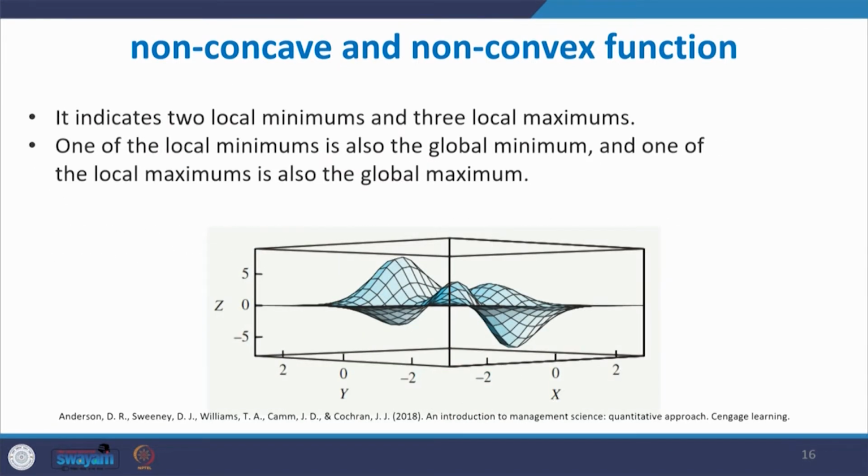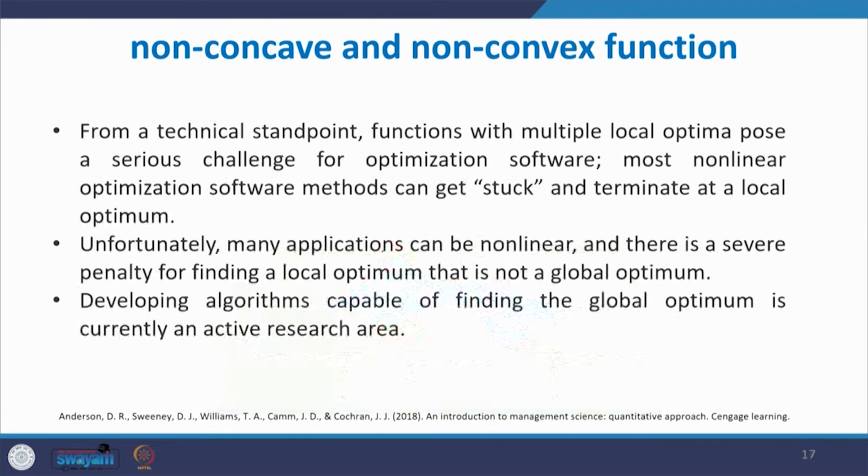So, it indicates 2 local minimums and 3 local maximums. See that there are 2 local minimums and 1, 2, 3 local maximums. So, one of the local minimums is also the global minimum, this point. Similarly, one of the local maximums is also the global maximum.